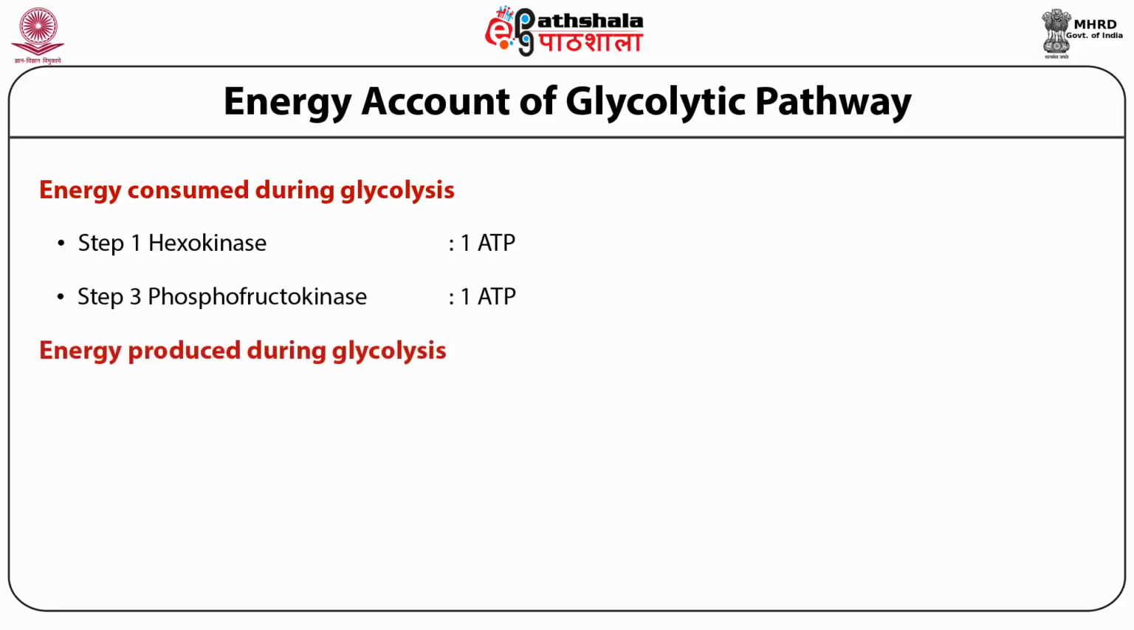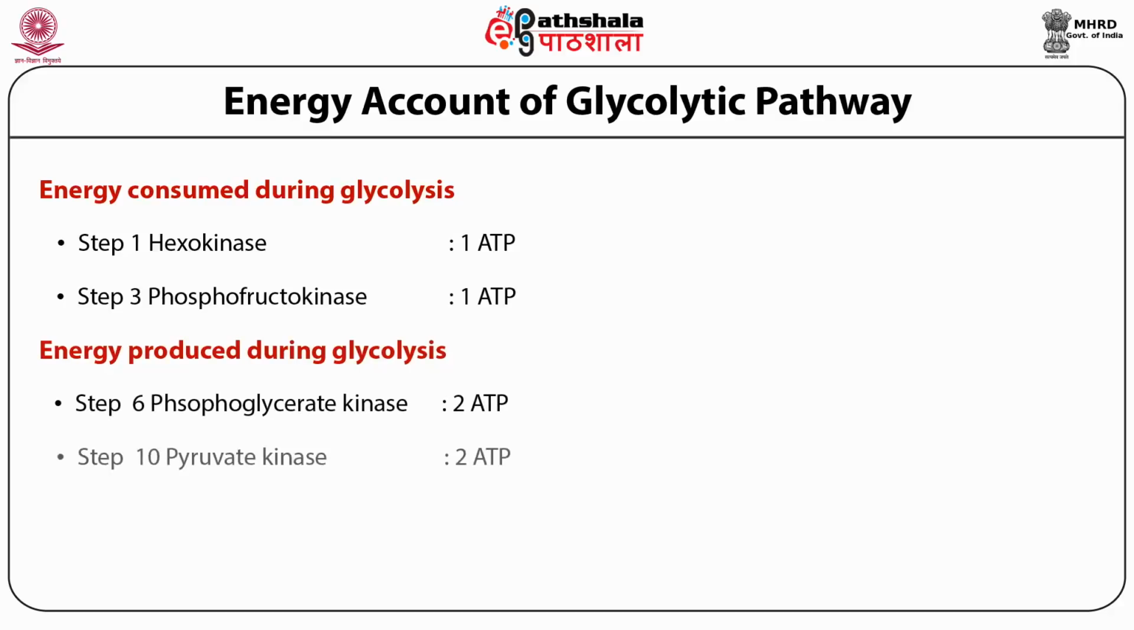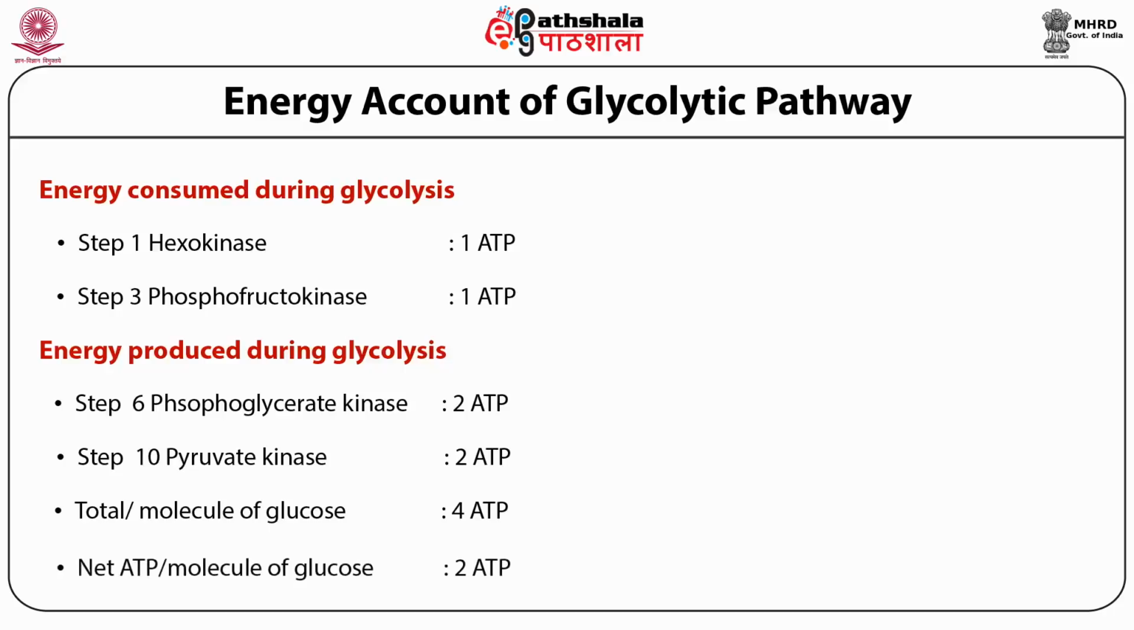Now, energy is produced during the glycolysis. At step 6, 2 ATP. At step 10, at pyruvate kinase, 2 ATP. So a total of 4 ATP molecules is produced and 2 ATP is consumed. So the net ATP is 2. So students, let us summarize what we have learned in this module.